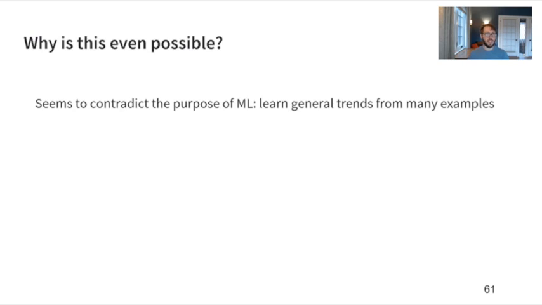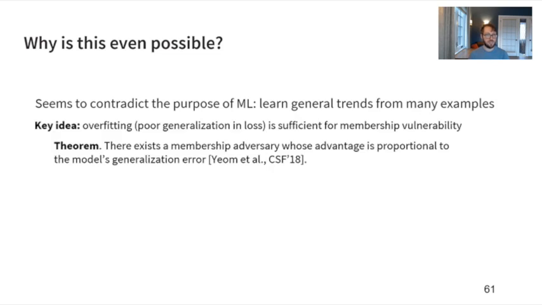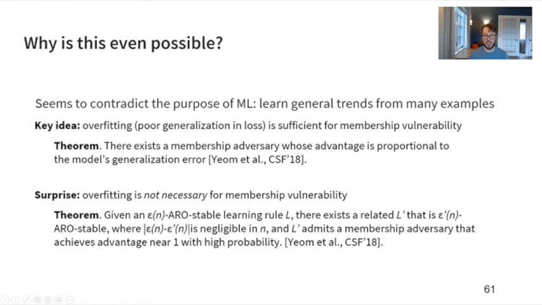So one reasonable question to ask at this point is, why would something like membership inference even be possible? Because it really seems contrary to the whole idea of machine learning, where we want to get general trends about some distribution from many examples. And indeed, a result by Yeom et al. in the same paper that the definition from the previous slide came from shows that overfitting, in particular a large gap in the loss in training versus test data, is sufficient for membership vulnerability, in that if you have that type of overfitting, then you can always find a membership adversary whose advantage, or the rate at which they win the membership inference game, is proportional to your generalization error.